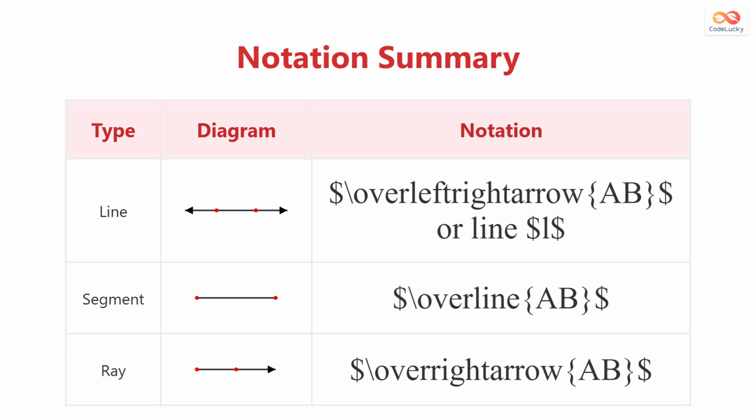It is crucial not to confuse lines with other figures. Notice the symbols. A line has arrows on both ends. A segment has no arrows. A ray has just one arrow. Always check the symbol above the letters to know if you are dealing with a line, a segment, or a ray.